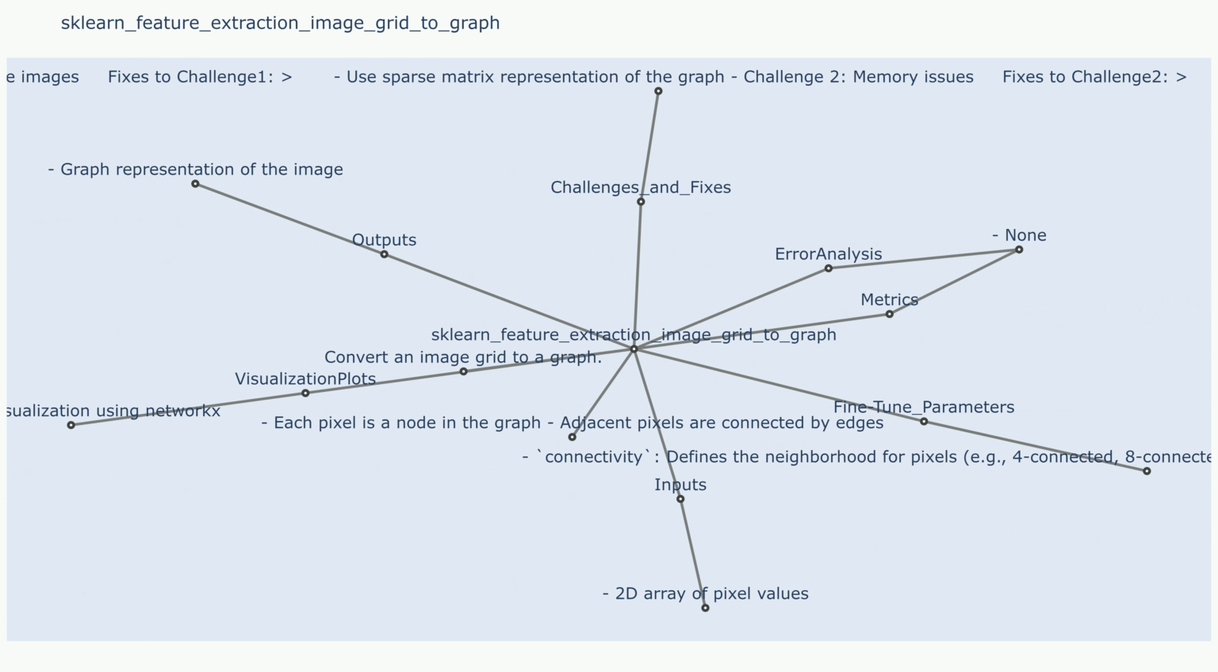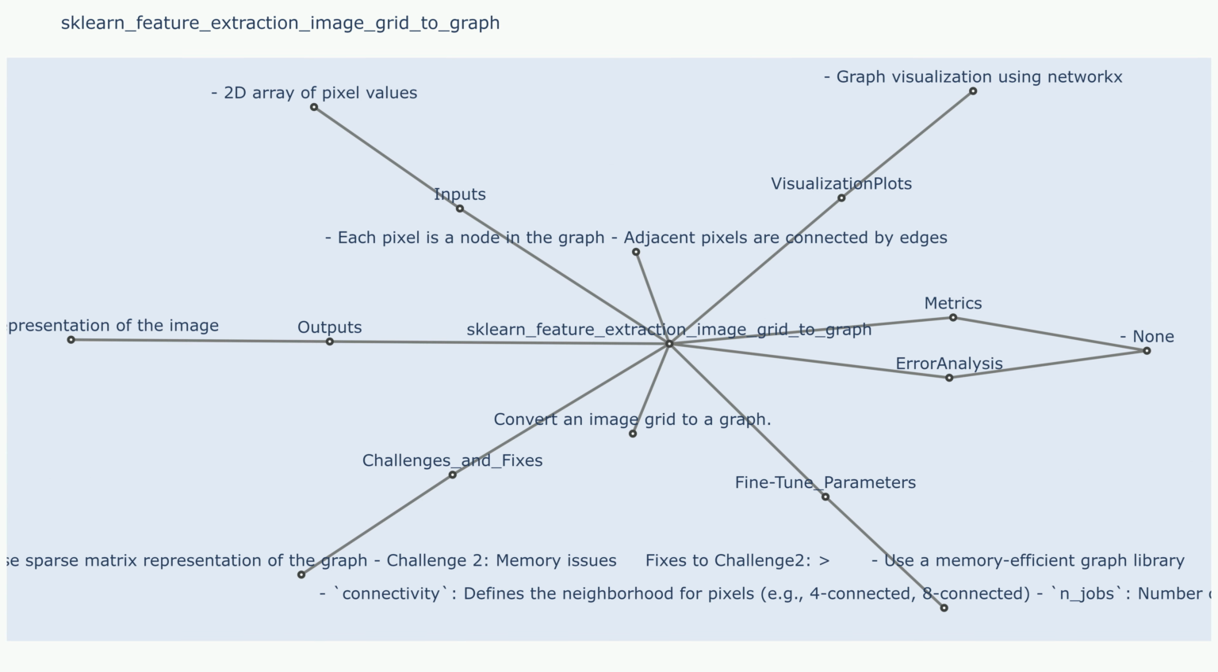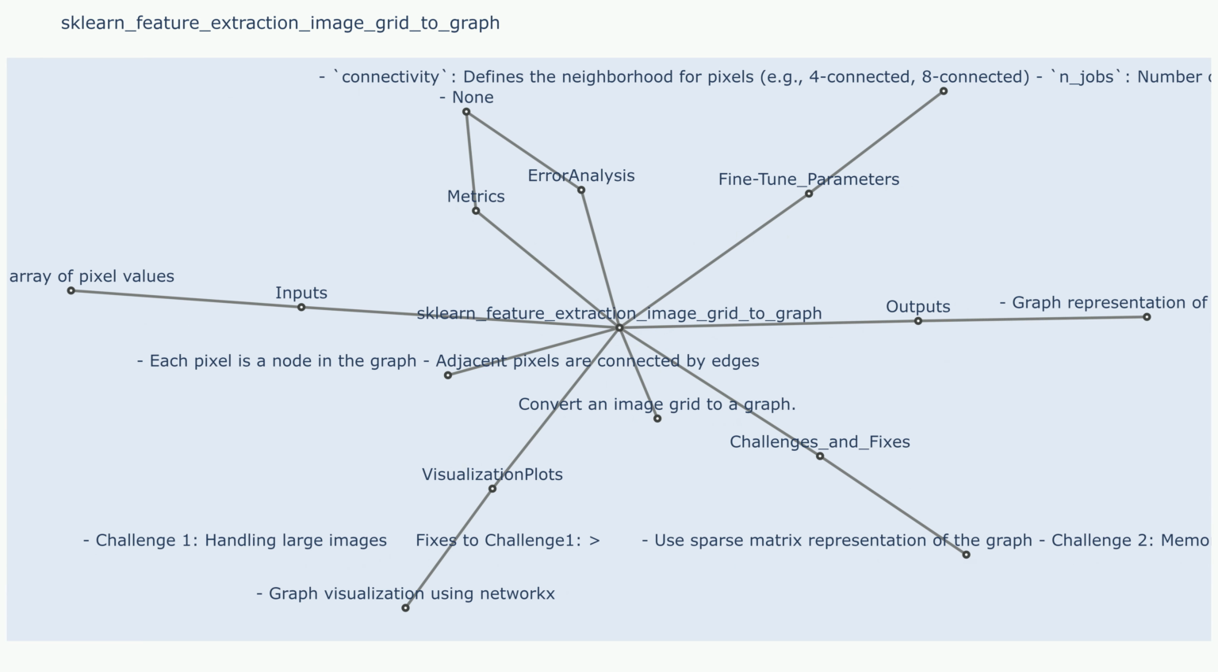Graph visualization: the graph can be visualized using graph plotting libraries like NetworkX or Matplotlib. Mask: by specifying a mask, you can select specific regions of interest in the image and exclude other pixels from the graph. This can be useful for focusing on specific features in the image. Return only edges: this parameter controls whether the function returns only the edges of the graph or the nodes and edges. This can be useful if you are only interested in the connections between pixels.